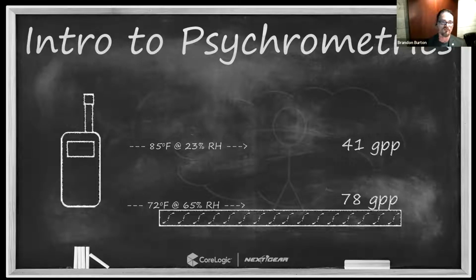Down near the surface, we're at 78 grains per pound. Up above, we're at 41 grains per pound. This is further evidence that your air movement installation is failing you, all right? It has not been installed properly.